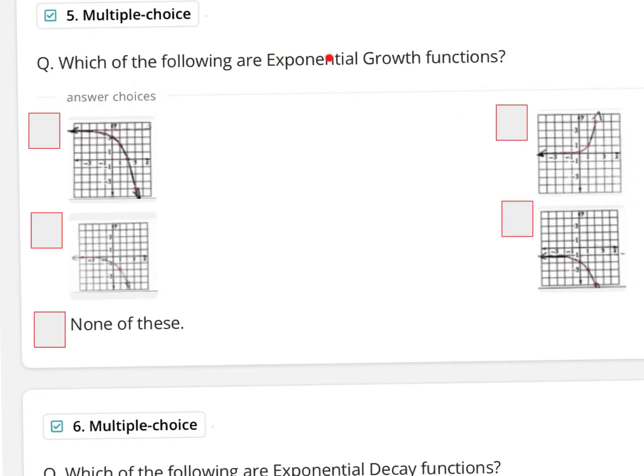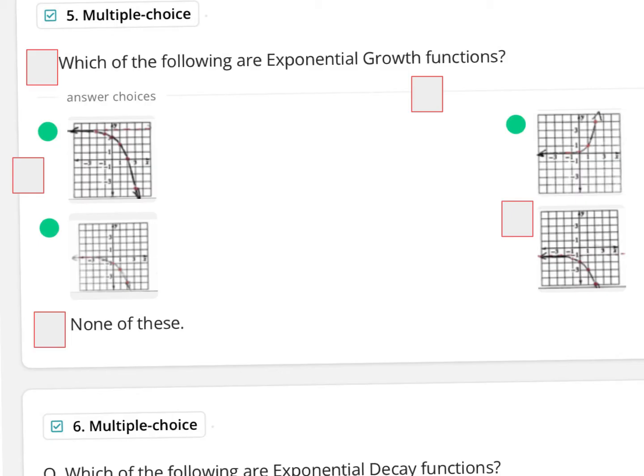Which of the following are exponential growth functions? When you look at these graphs from left to right, the way you read sentences, if it grows away from the asymptote, then it is a growth function. As you can see right here, it's growing away from that asymptote, so that's a growth function. This one from left to right, it's growing away from the asymptote y equals 0, so that's a growth function. This one right here, it's growing away from the asymptote, so that's a growth function.